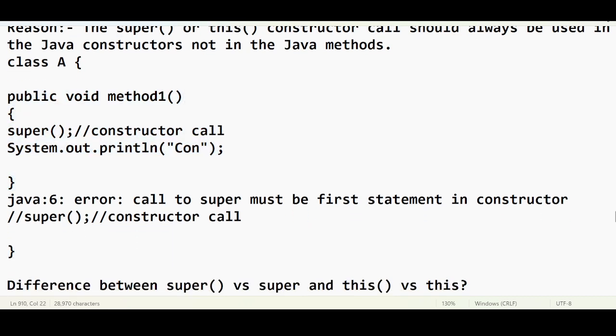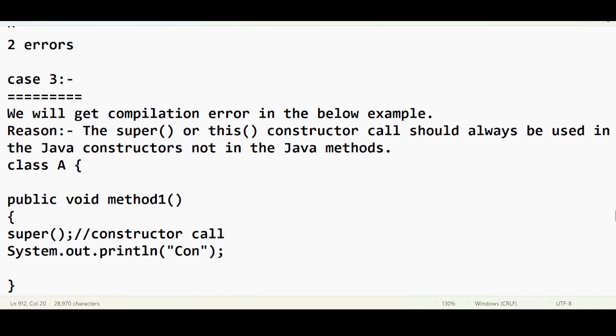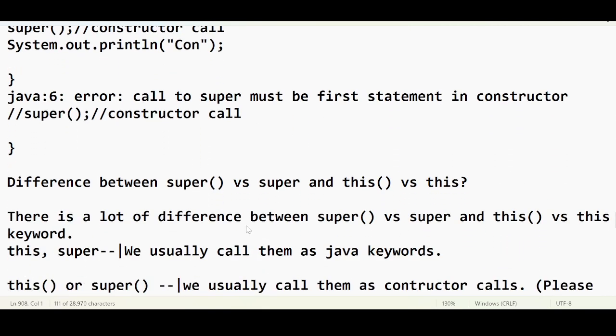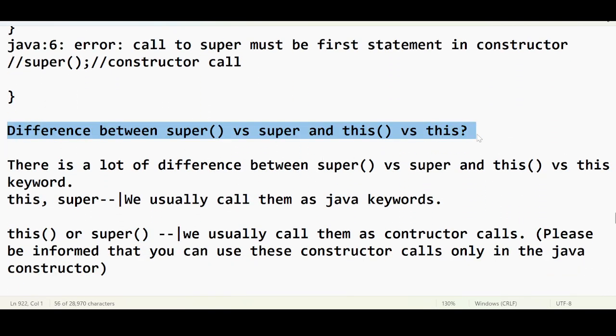We are placing this constructor call inside a Java method, and again we get an error, because the super constructor call or this constructor call is designed to be placed only in Java constructors, not in Java methods. So we get a compilation error. The super or this constructor call should always be used in the Java constructor, not in Java methods. Case 3. We also discussed the difference between super versus super constructor call versus super keyword, and this constructor call versus this keyword.